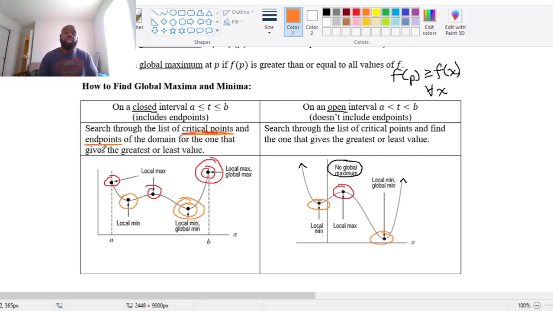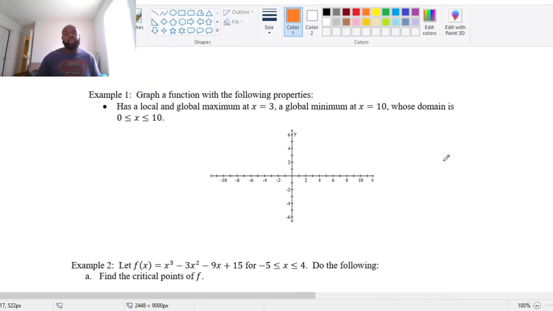When we have a closed interval, we only have our critical points where we'll have a max or a min. And so we're going to search through our list of critical points and find the one that has the greatest and the least value, and that will give us our global max and minimums.